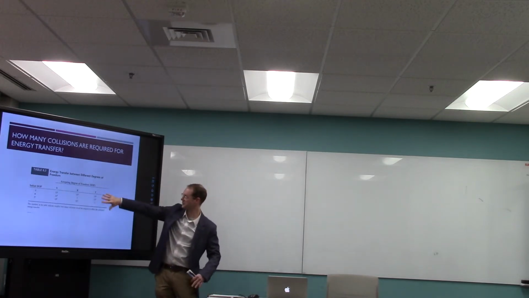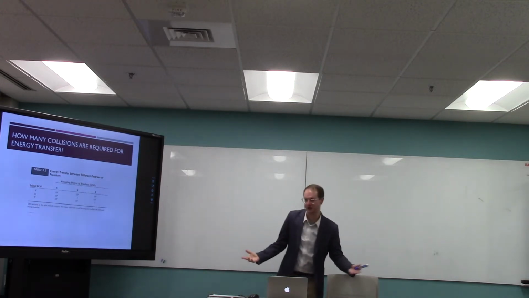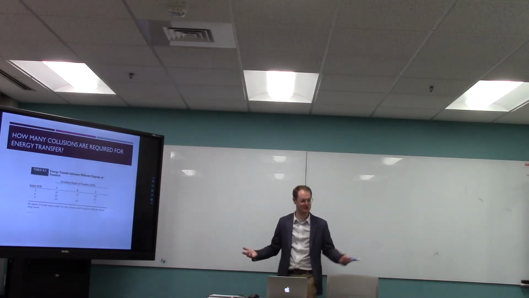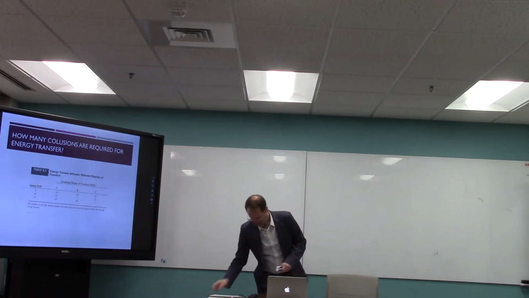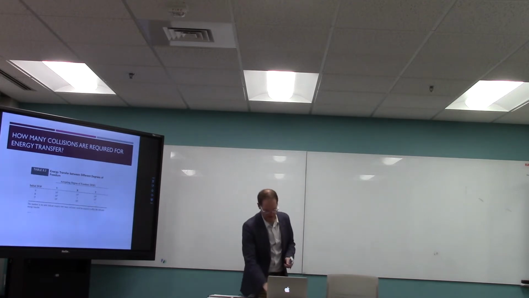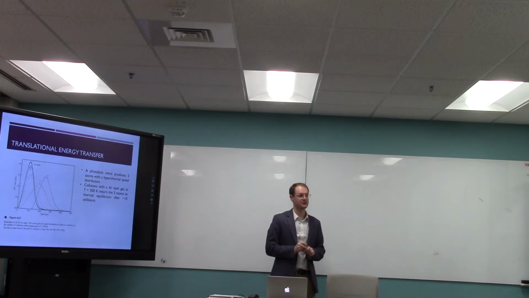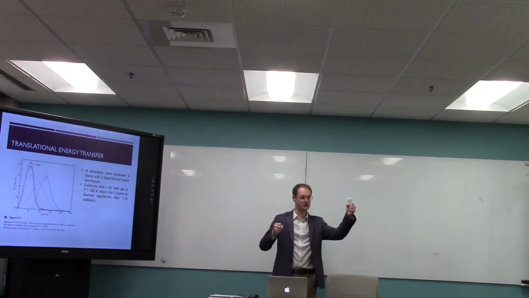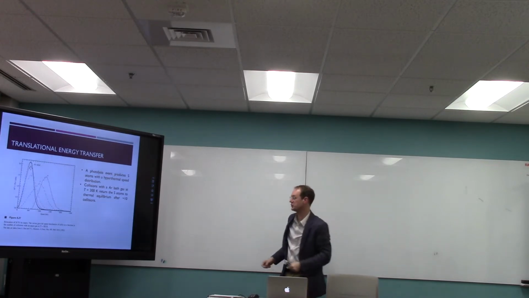Okay? These numbers could be a little bit smaller if you're thinking about larger molecules. These are the numbers that you would get if you're considering relatively small molecules, maybe 2 to 5 atoms or something like that. All right, so the first thing that we're going to consider is translational energy transfer. Like I said, it's very easy to transfer translational energy from one atom or molecule to another during a collision.